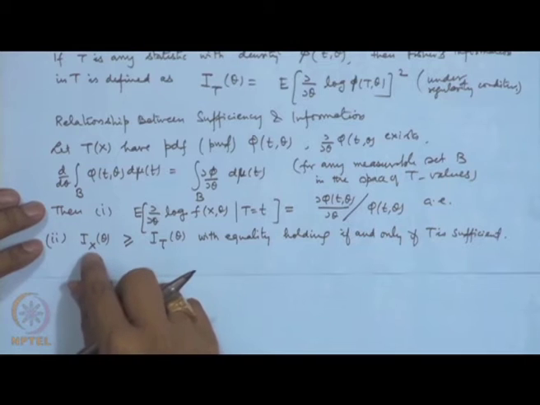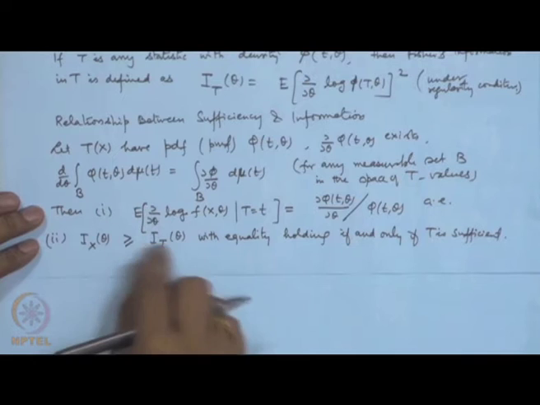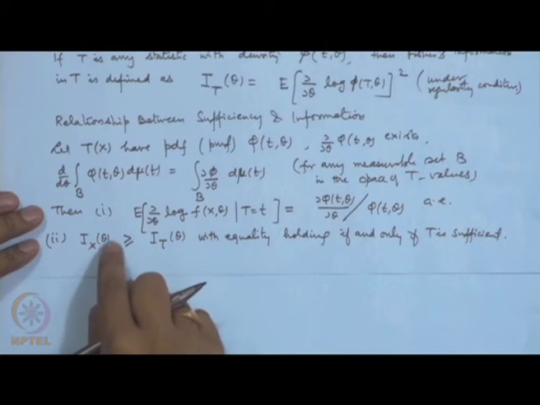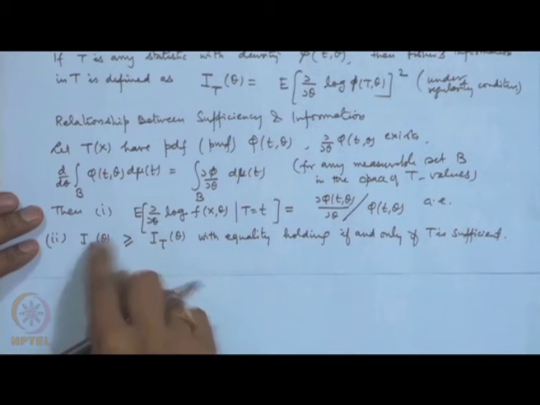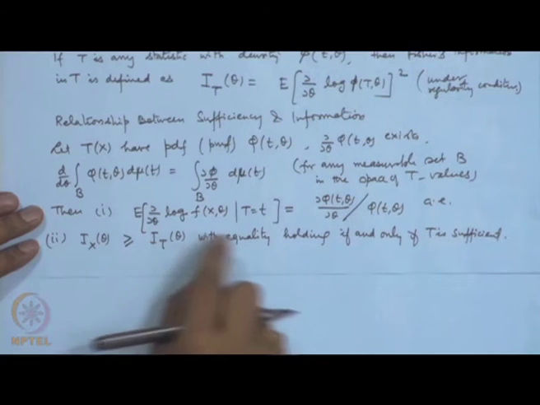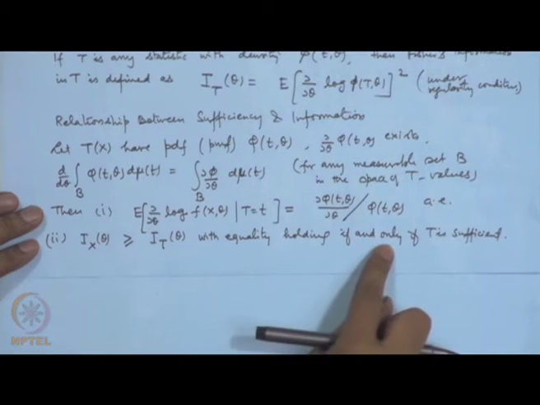So, what we are saying is, suppose we have X1, X2, ..., Xn as a sample and T is any statistic. Then in general the information content in a statistic will be less than or equal to the information contained in the full sample. However, if T is sufficient, then it will be the same, and this is a necessary and sufficient condition.